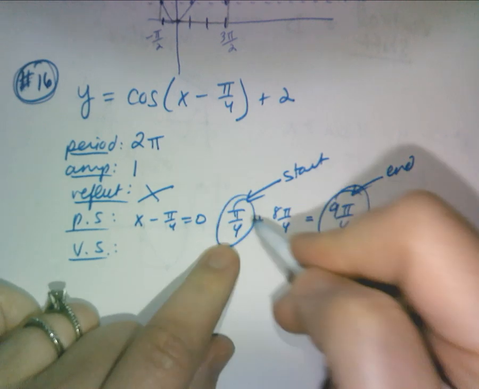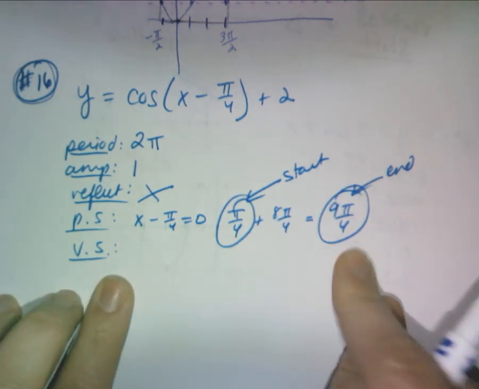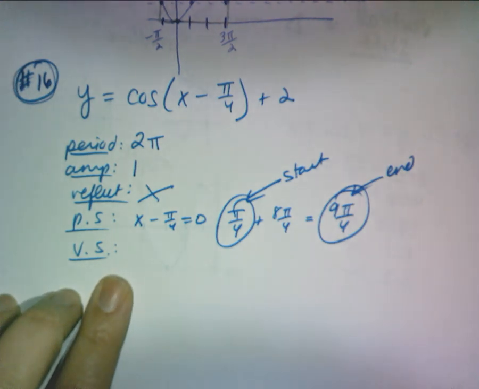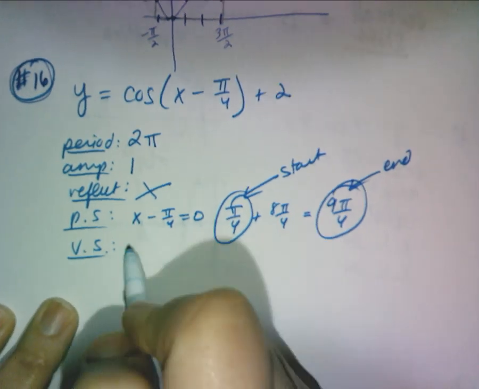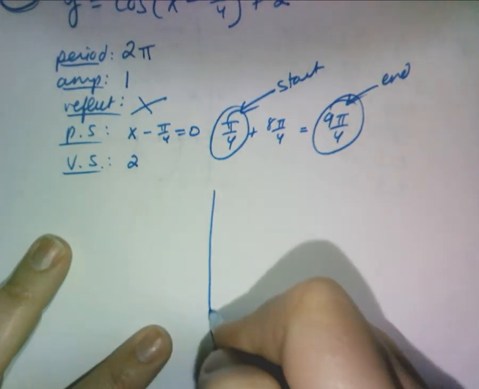So this is what I want you to do. I want you to start at pi over 4. I want you to end at 9 pi over 4. Is there a vertical shift? Up how much? 2. So this has been shifted up 2. Okay, so now let's go to graphing this. So let me show you where this graph lives right now.